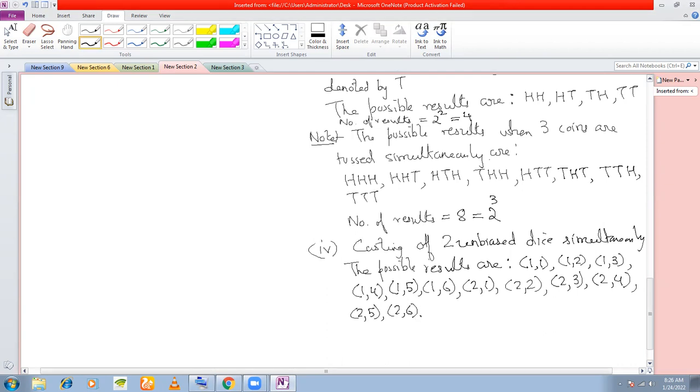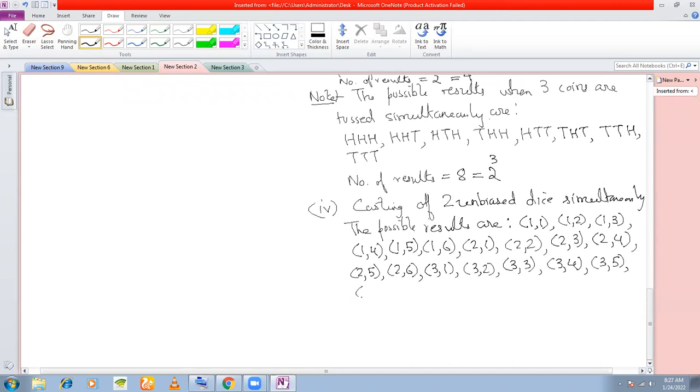Next you can get 3, 1, 3, 2, 3, 3, 3, 4, 3, 5, 3, 6. Next you can get 4, 1. Now because I'm starting here, this is just a starting example, I'm writing all the results. Later on, if I'm doing any problem on casting of 2 dice, I'll not write all the results. You must be able to write all the results yourself.